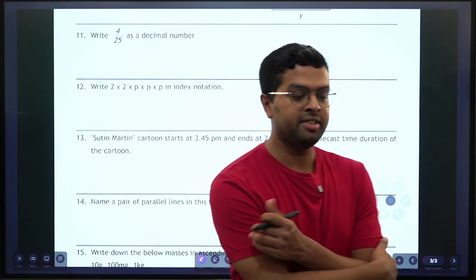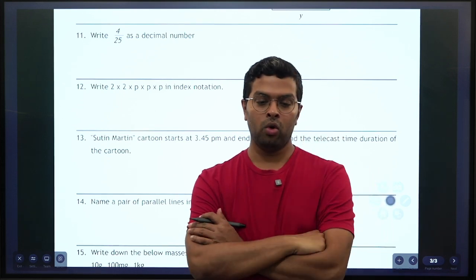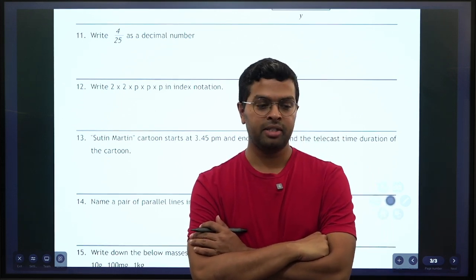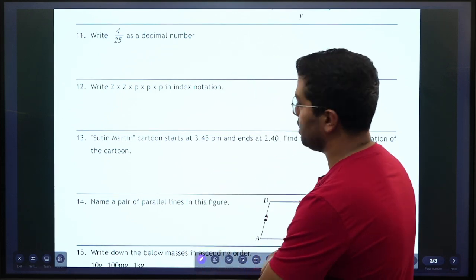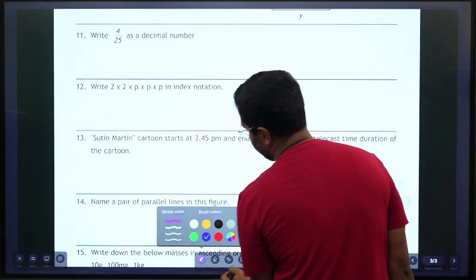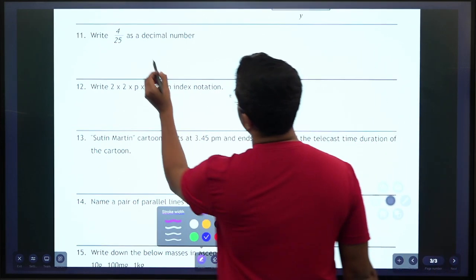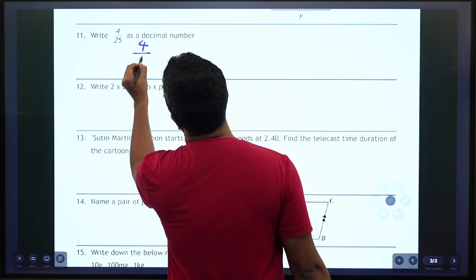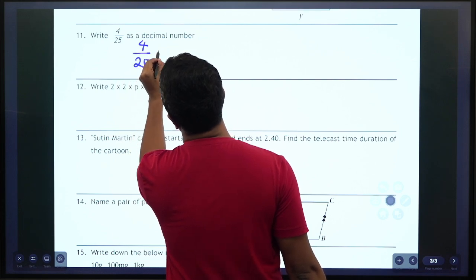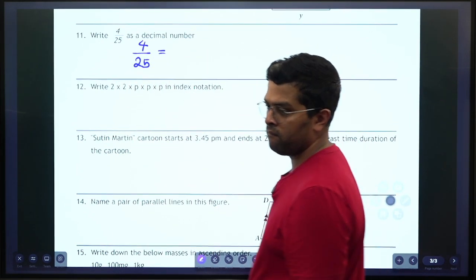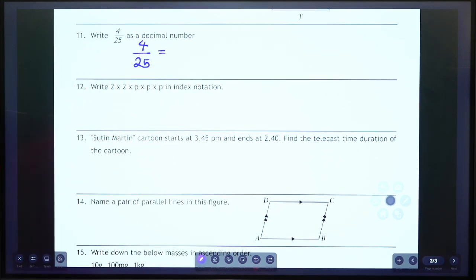Write 4/25 as a decimal number. There are two methods. The simplest way, I guess, is this. Now can you write this fraction as a fraction with the denominator equal to 100? Can you give a try? Write this fraction again using equivalent fractions theories, as a fraction where the denominator equals 100.